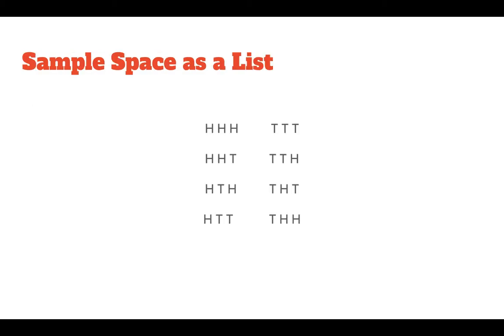So this is what my sample space could look like. It could just be a listing. So here I have H stands for heads. I've got 3 people flipping. That's why I have 3 things listed. So let's say the first person flips a head, second person flips a head, third person flips a head. First person flips a head, second person flips a head, third person flips a tail. First person flips a head, second person flips a tail, third person flips a head. This is how I'm writing out all of my possibilities.